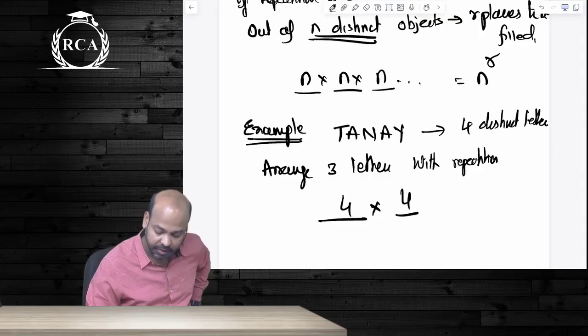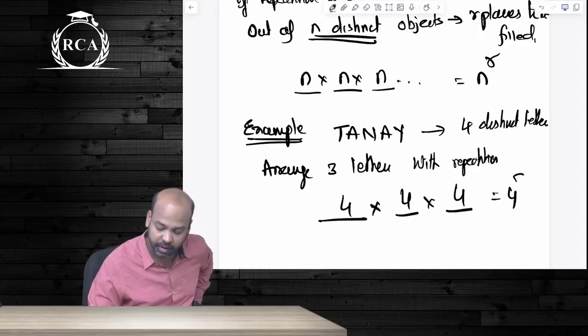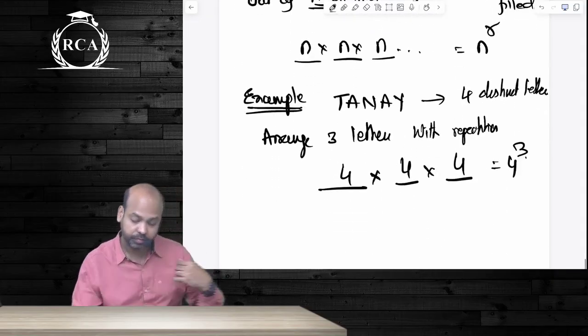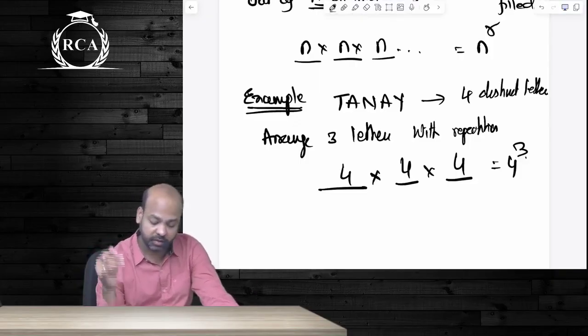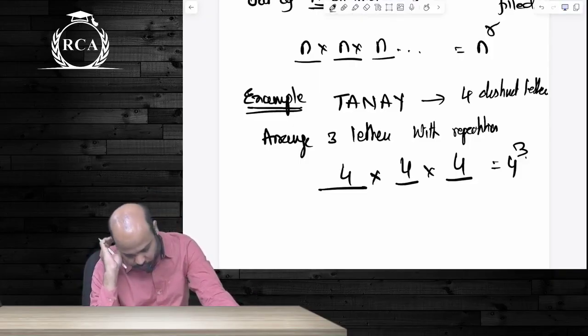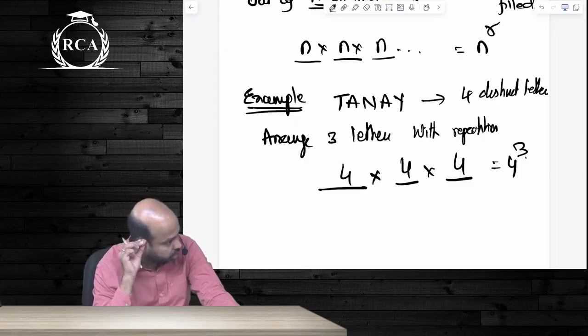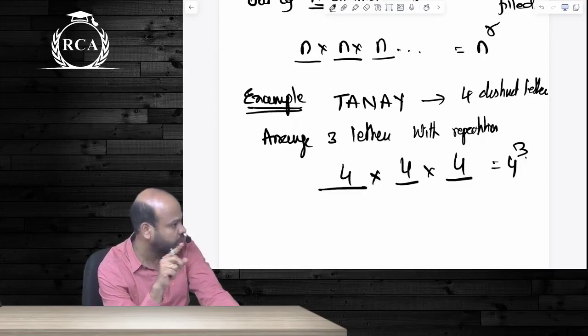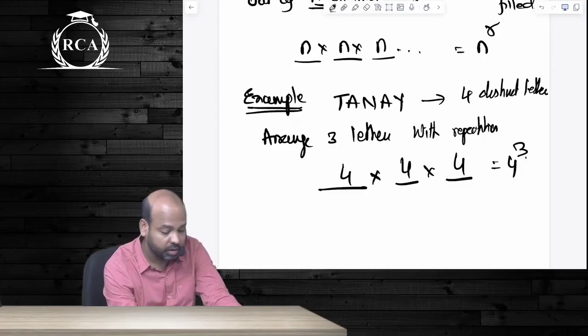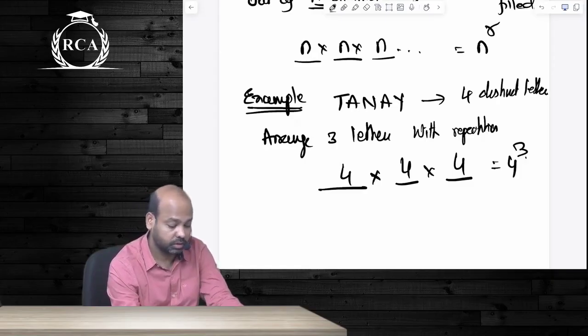What will be the answer now? Each place can be filled up in 4 ways. The answer will be 4 power 3. If the word is TANE, you're going to write 4 power 3. Repetition given in the question should be ignored because you can anyway repeat it in your answer.